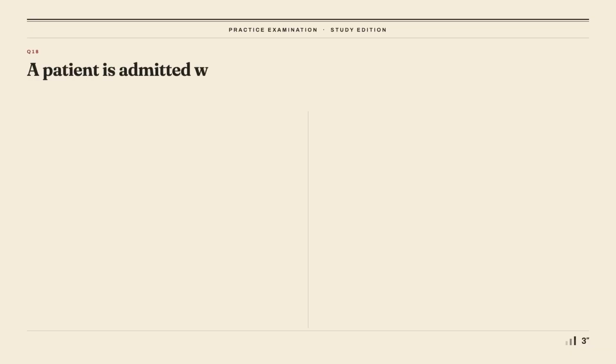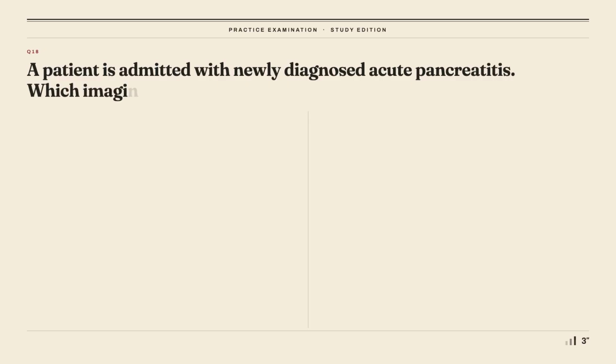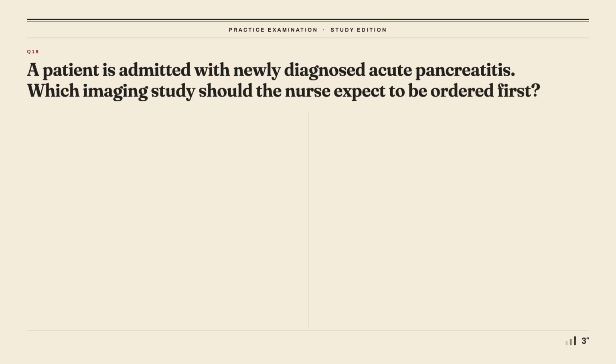Question 18. A patient is admitted with newly diagnosed acute pancreatitis. Which imaging study should the nurse expect to be ordered first? Your options are A. Magnetic resonance cholangiopancreatography to map the ductal anatomy.